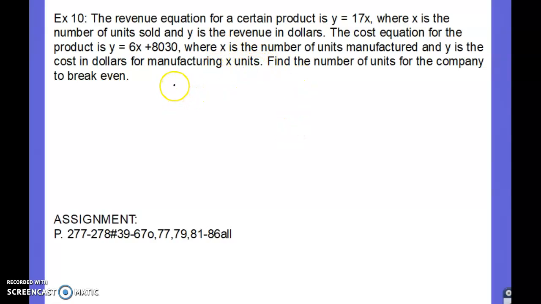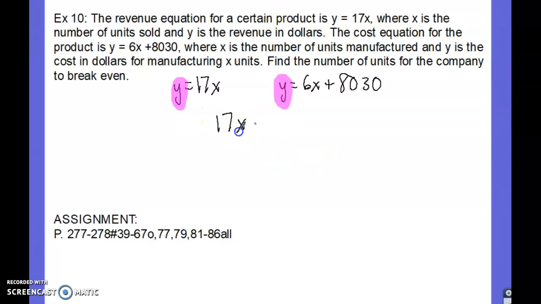But the main thing is you have the two equations, y equals 17x and y equals 6x plus 80/30, excuse me. And I would just do straight up substitution because they both equal, whoops, I almost erased it again. Both equal the same thing, so they must equal each other. So 17x must equal 6x plus 80/30.